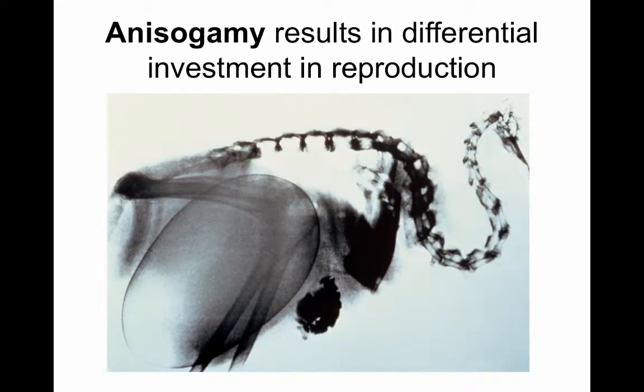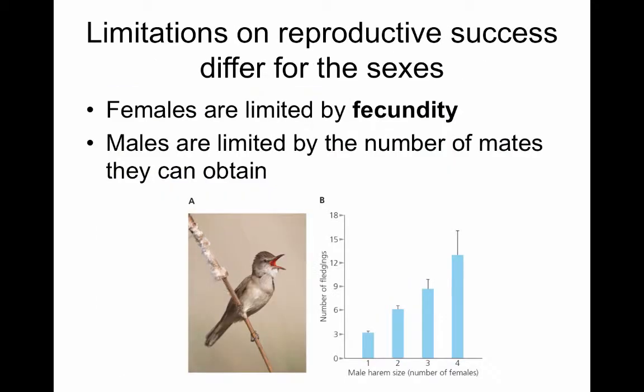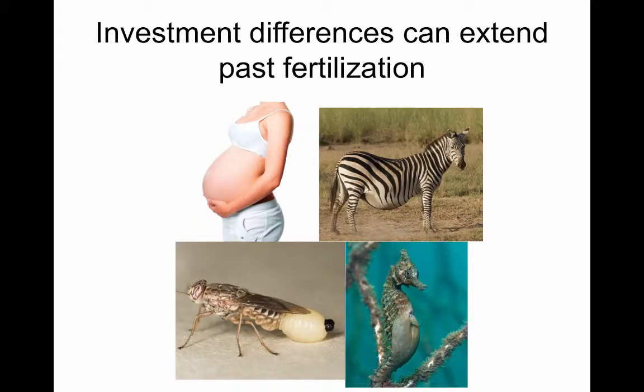All right, so in class I reviewed the importance of anisogamy. This is the differential size of sperm and eggs, or pollen and eggs, in animals and plants. So females are ultimately limited in fecundity by the number of eggs they produce, while males are usually limited by the number of mates they can obtain. And these differential investments can extend long beyond fertilization, particularly in organisms like humans that have extensive parental care, or also in pipefish.